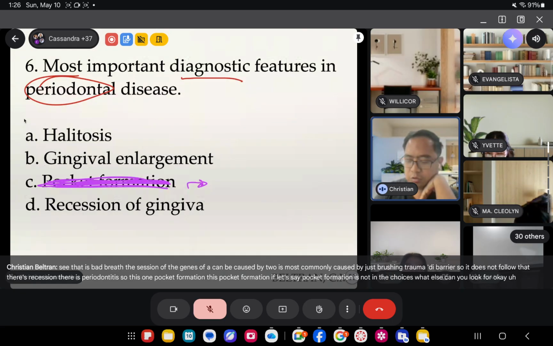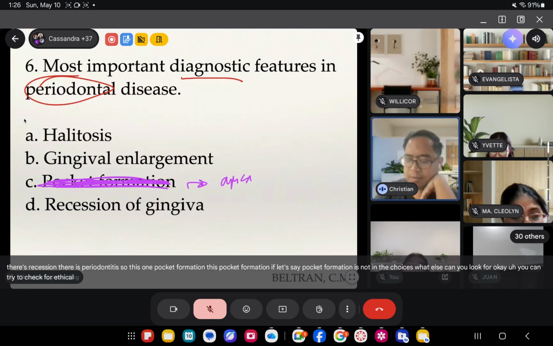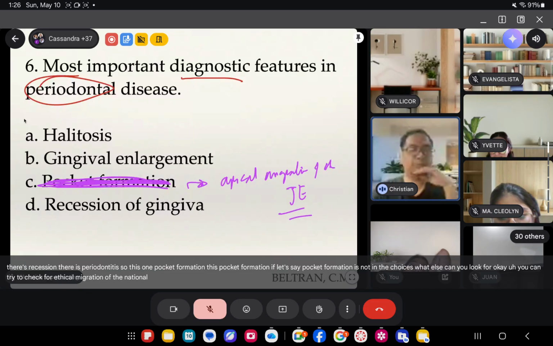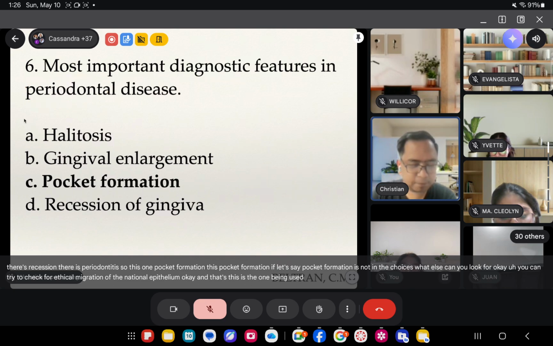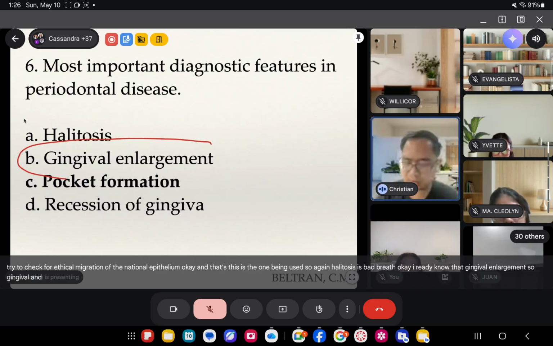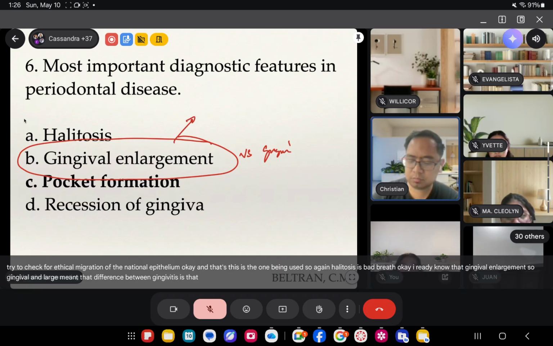There's pocket formation. If, let's say, pocket formation is not in the choices, what else can you look for? Okay, you can try to check for apical migration of the junctional epithelium. Sometimes this is the one being used. So again, halitosis is bad breath. Okay, I already know that. Gingival enlargement. So gingival enlargement, the difference from gingivitis is that its color is the same as the surrounding mucosa.